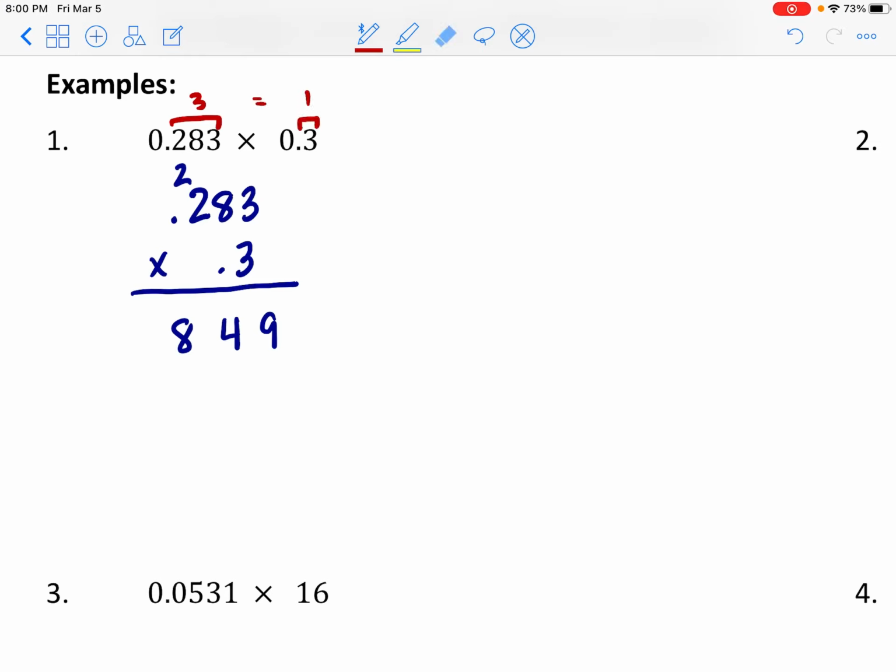That means 4 decimal places total. So if I need 4 decimal places total in this answer, I'm going to have to add a 0 here so that I have 1, 2, 3, 4 numbers after my decimal. Okay? So 0.0849 is going to be our result.